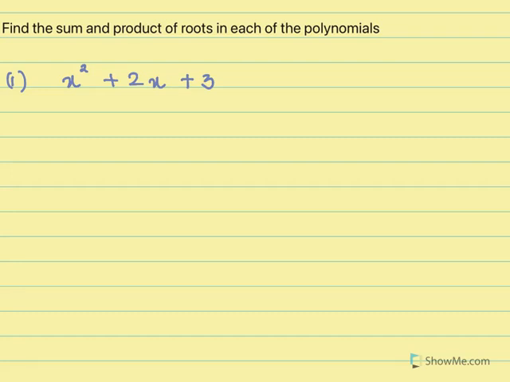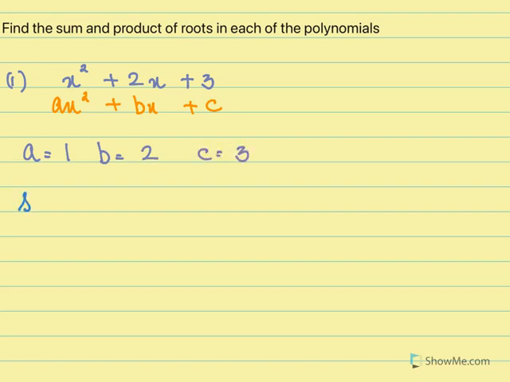Find the sum and product of the roots in each of the polynomials. So this is the first polynomial. Now when we compare this polynomial with a general polynomial, that is ax square plus bx plus c, we see that a is equal to 1, b is equal to 2, c equal to 3.